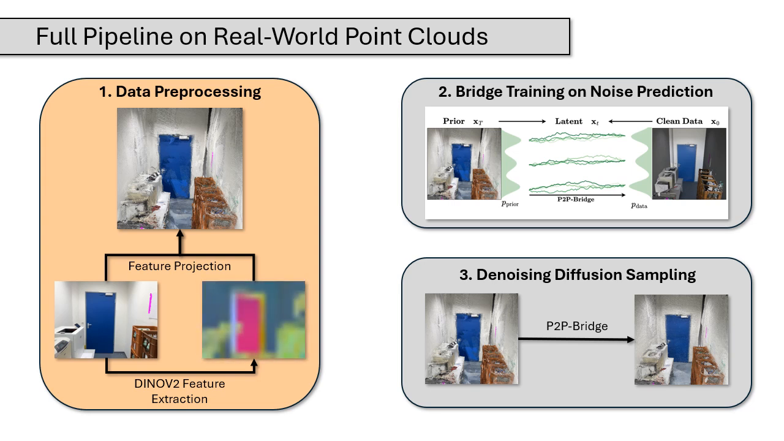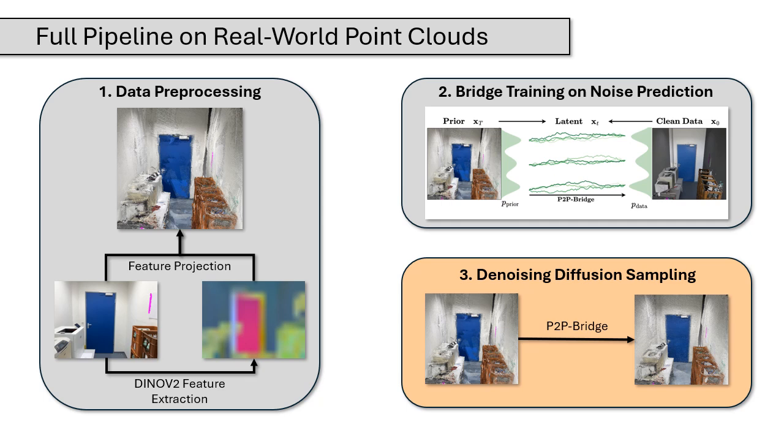By projecting these features onto a point cloud of the scene using the camera poses and intrinsics, we can enhance the model's performance. In the second step, we can train the diffusion bridge using paired noisy and clean data. This is accomplished using so-called noise prediction, which was introduced in denoising diffusion probabilistic models. By sampling a latent point cloud XT, which is an interpolation between the noisy and clean data, our model predicts the noise added to the clean data, resulting in the noisy latent sample XT. In the final step, we apply our model directly to noisy data and denoise it in an iterative manner.